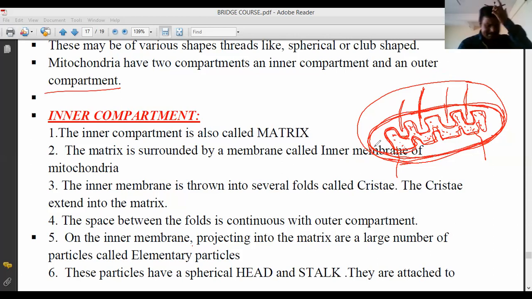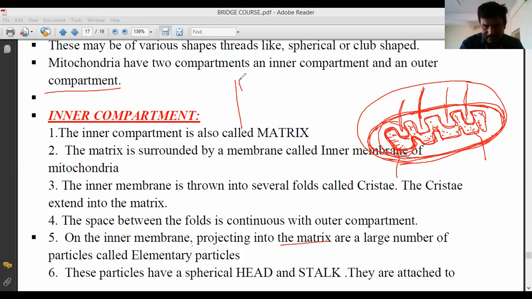On the inner membrane, this is the inner membrane. Projecting into the matrix. From this inner membrane, projecting into the matrix. This is the matrix.